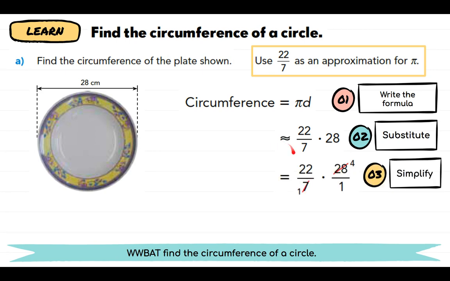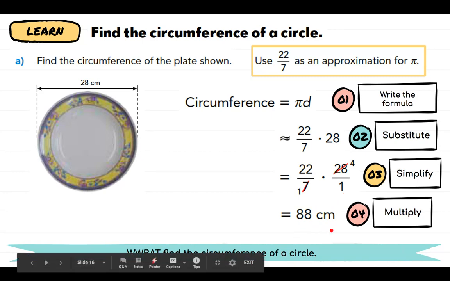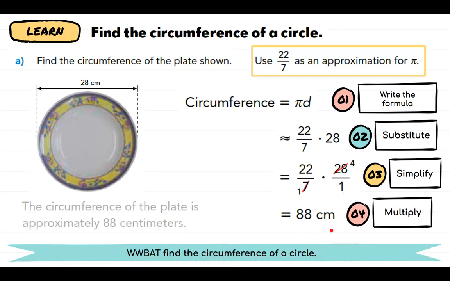Then I'm going to simplify, because 28 can be divided by 7. 28 divided by 7 is 4, and 7 divided by 7 is 1. And then I'm going to multiply 22 times 4, which gives me 88 centimeters. So the circumference of this plate is approximately 88 centimeters.